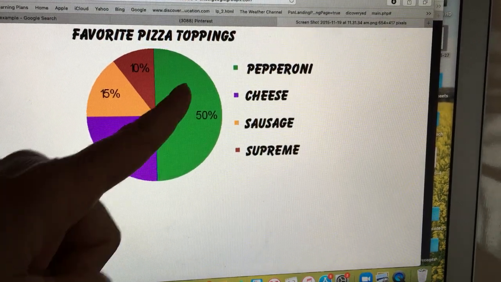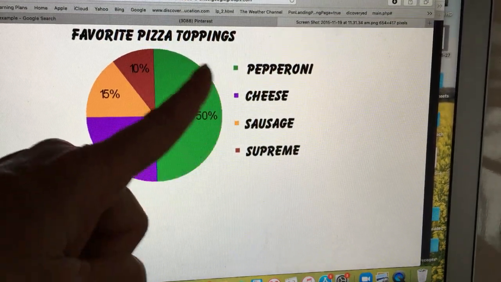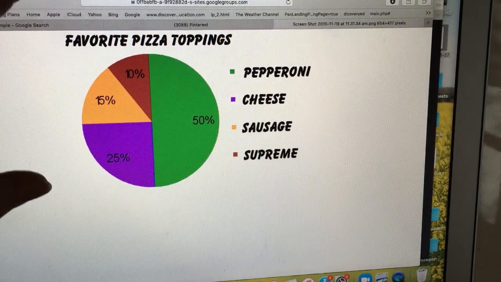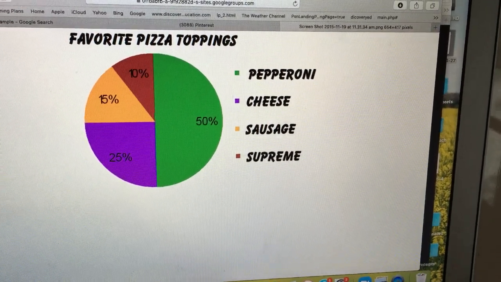So the biggest numbers had the biggest part of the pizza. So the most votes was for pepperoni. Good. Okay, now let's look at one more example.